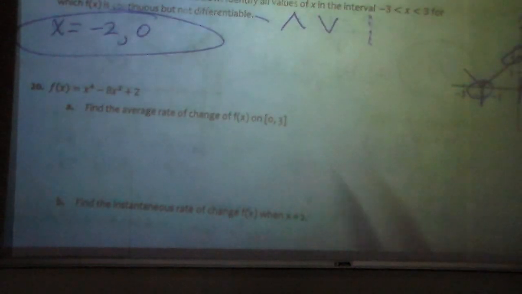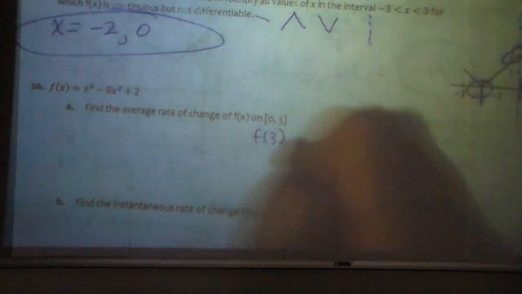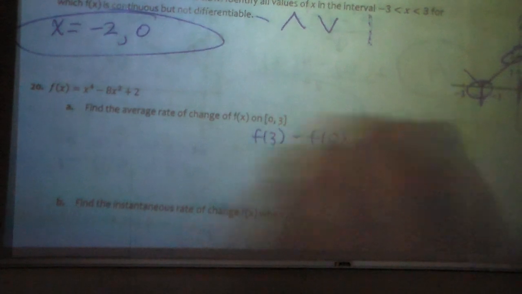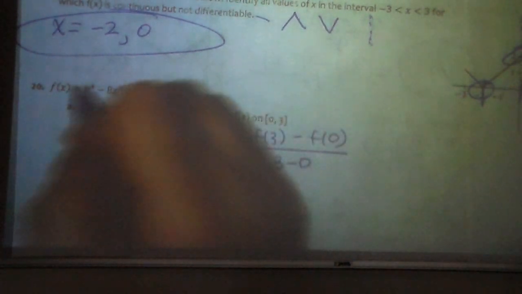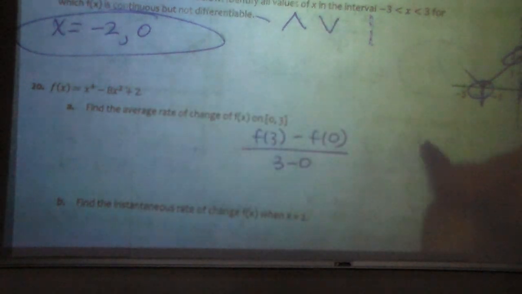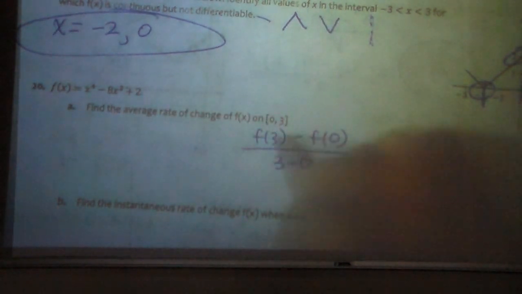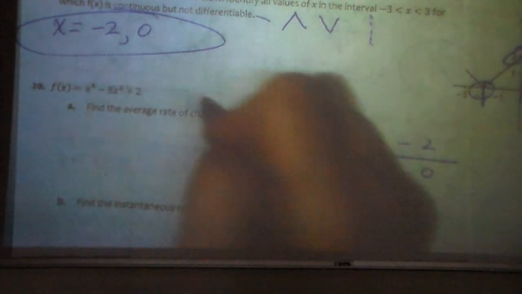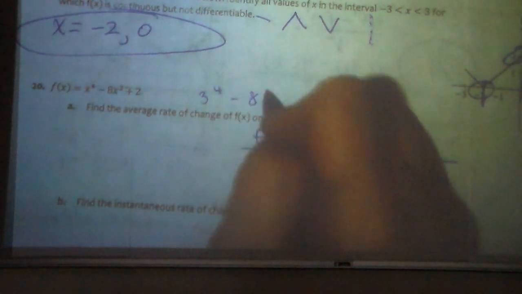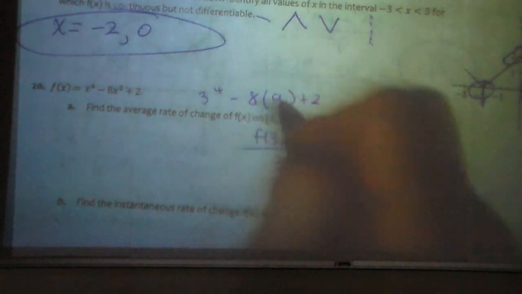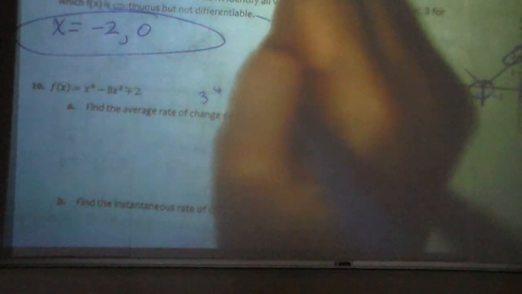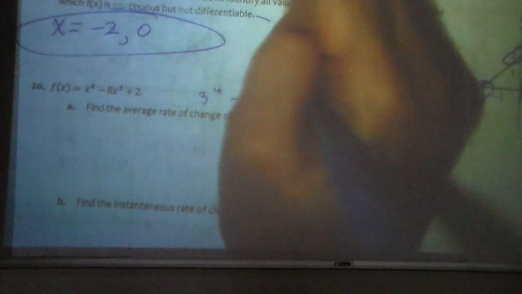Average rate of change on an interval is just subtracting the f values and subtracting the x values. So now I need to plug in. 0 is just 2, that's easy. And f of 3, 3 to the 4th minus 8 times 3 squared is 9 plus 2. 8 times 9 is 72 plus 2, so that's just negative 70.